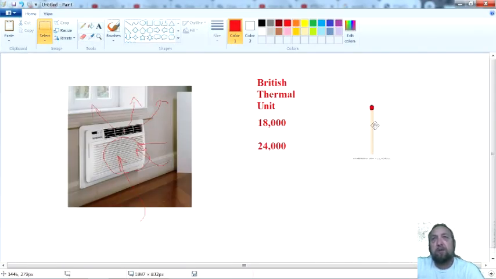So if we took this wooden match and we lit this match and let it burn all the way down to the end, the amount of heat given off of that match is approximately 1 BTU. The actual definition is the amount of heat it takes to raise 1 pound of water 1 degree Fahrenheit.